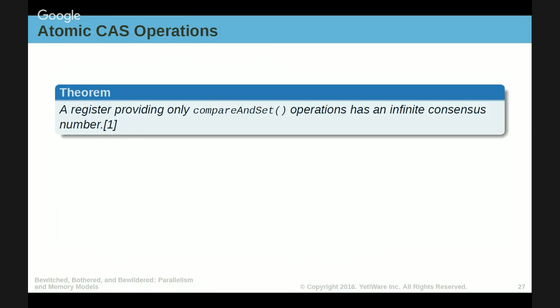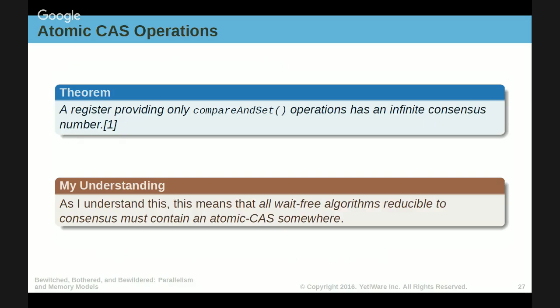One of the important theoretical results, which we're not going to go over, obviously, is that a register providing only compare and set operations has an infinite consensus number. So there's a little bit of theoretical computer science. We can talk about it on a whiteboard, but this has an implication for how you build architectures. Based on my understanding, if you want to have a wait-free algorithm, which is basically the fastest of the fast, the wait-free algorithm executes in a finite number of steps independent of the number of processors. So if I have 1,000,000 processors, it'll take just as long as if I have 1 or 2. It's a very desirable algorithm. It's the only thing that really scales. So in order to get such an algorithm, we have a mathematical proof that you have to have an atomic compare and swap. So your ISA had better have one.